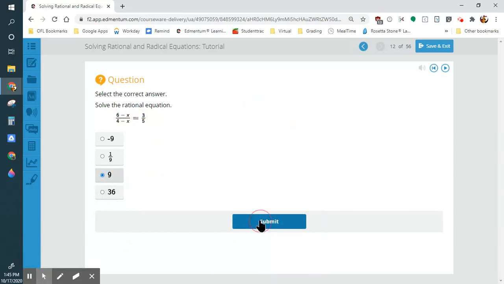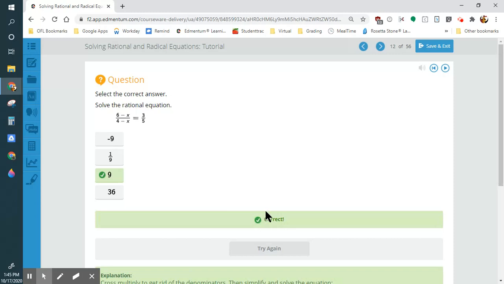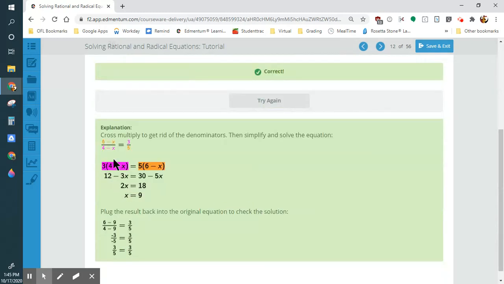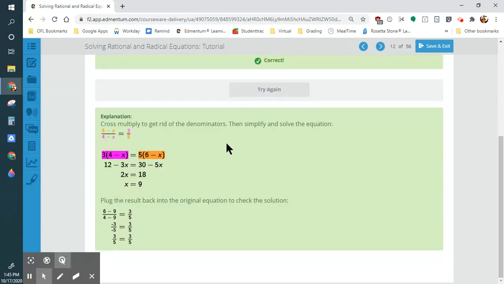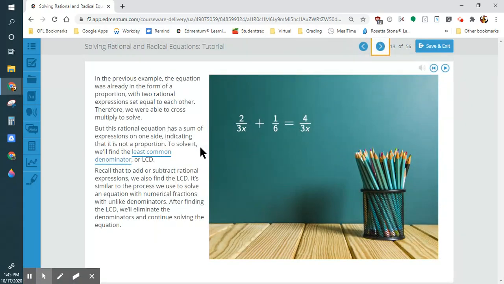We get this 9. And they'll show their work right here. Oh, they did it with purple and orange. All right, so let's move on.